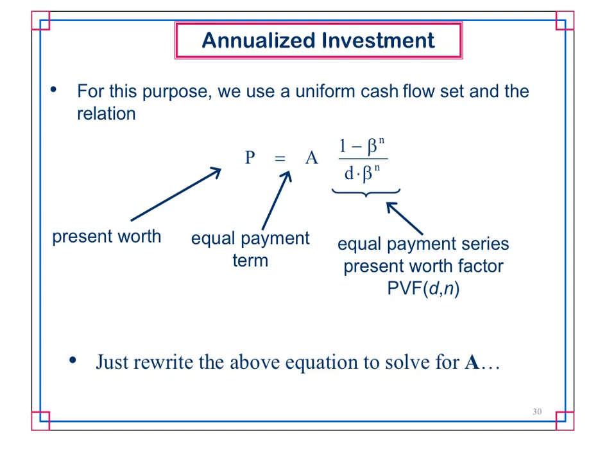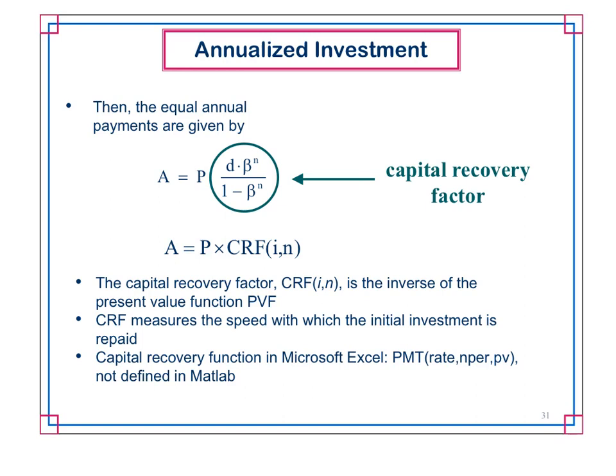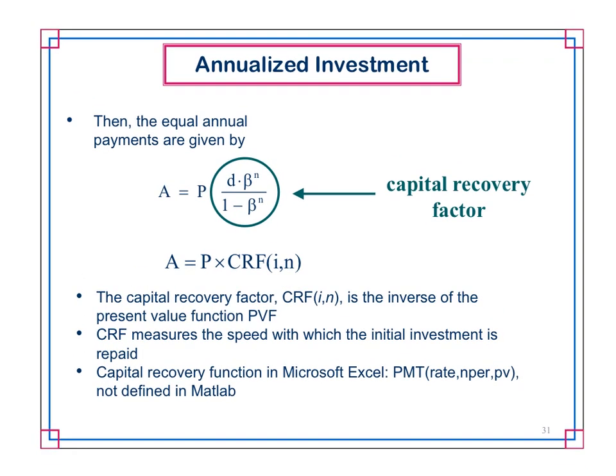So we're going to go back to our present value function, and we're just going to rewrite this equation and solve it for A. And that, again, is back to our capital recovery. The only difference is the inverse of our present value function is our capital recovery function. It's just the inverse of it.